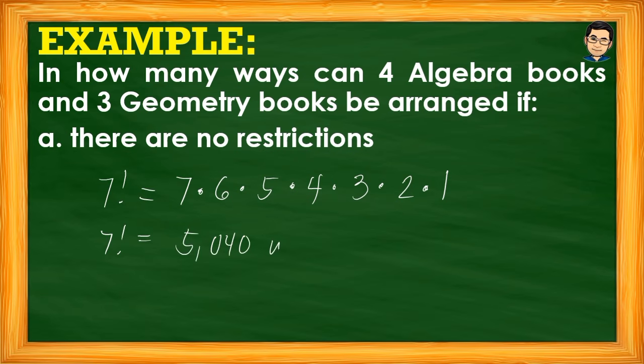So, ibig sabihin, there are 5,040 ways to arrange the 4 algebra books and 3 geometry books if there are no restrictions.